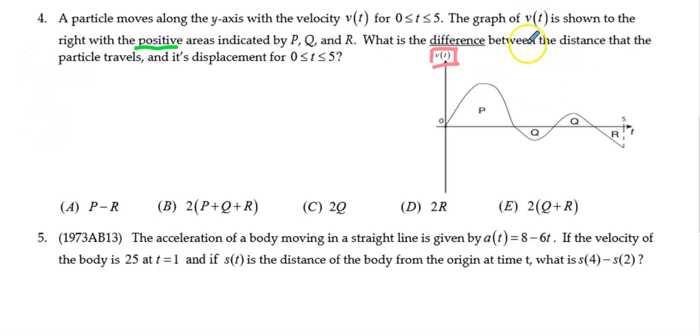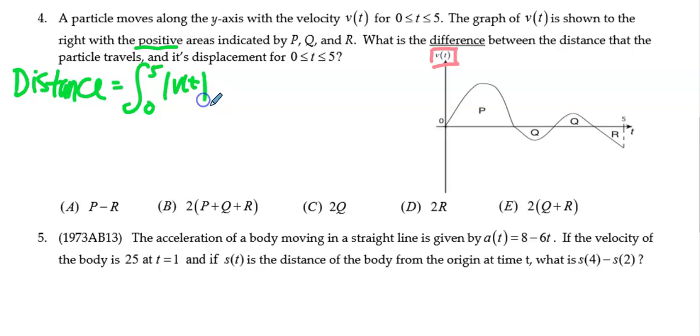Since it asks us between the distance and the displacement, we're going to start with the distance because that's the first part of the question. So distance. The distance is going to be equal to the integral from 0 to 5 of the absolute value of v of t dt. I want to write that several times so you guys get used to writing that, so you know that when you see that notation, that's what we're going to want to see on your paper.